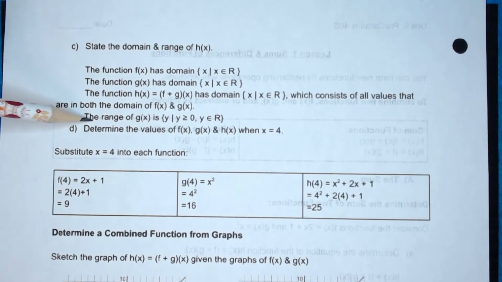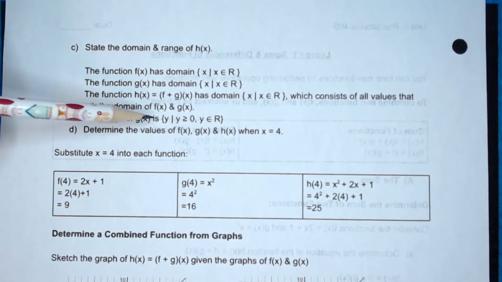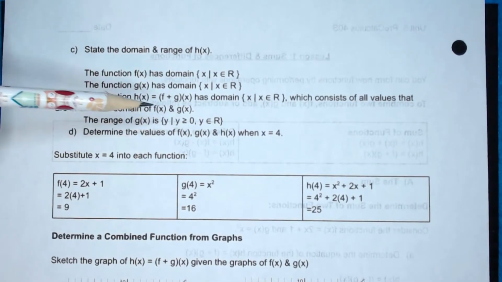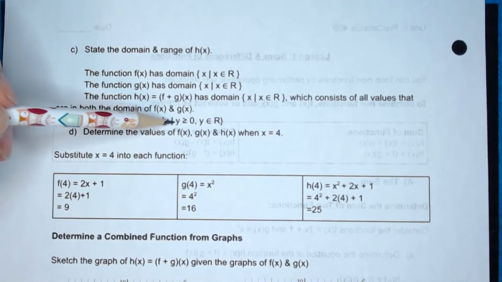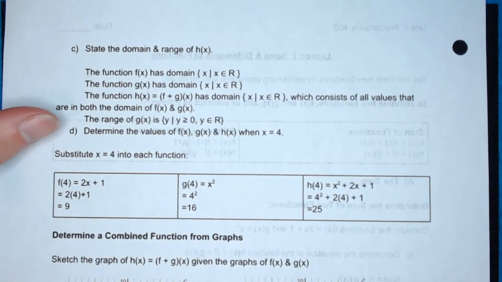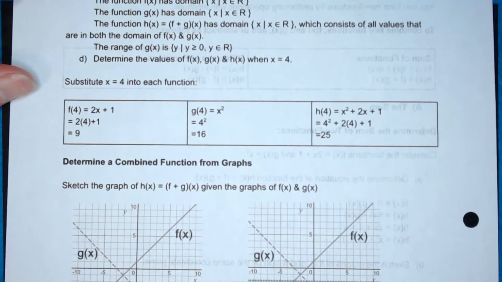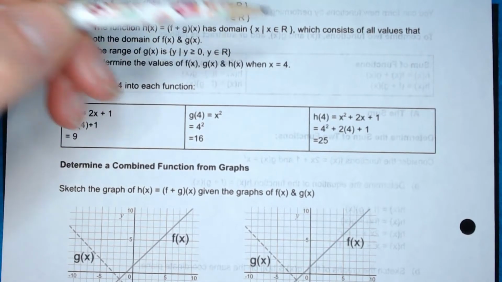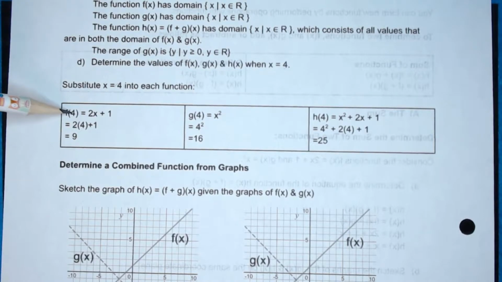For the range, you can just look at your graph, and you would see that the lowest y value you can have is 0. So our range would be y is greater than or equal to 0, and y is an element of the reals. Sometimes you'll be given questions to determine how much the function is worth when x is equal to certain numbers. This is really simple. All you have to do is substitute the value that's given for x into each of the functions. So f when x equals 4 is 2 times 4 plus 1, which equals 9.